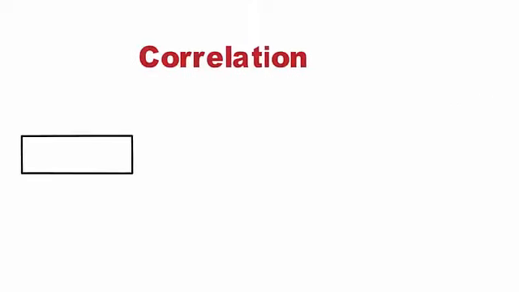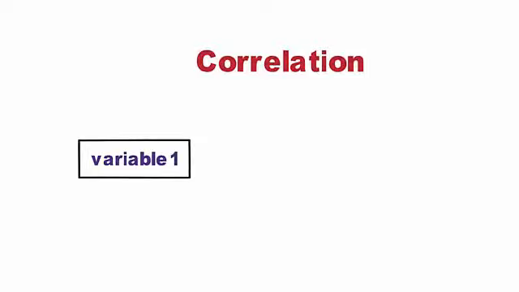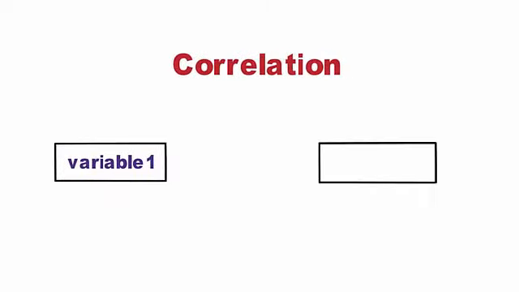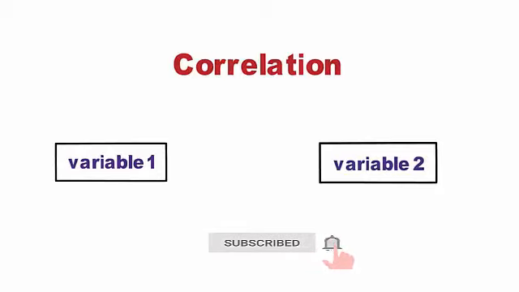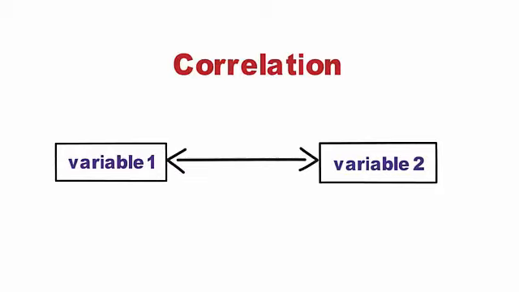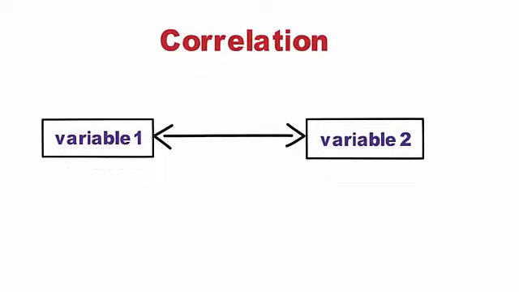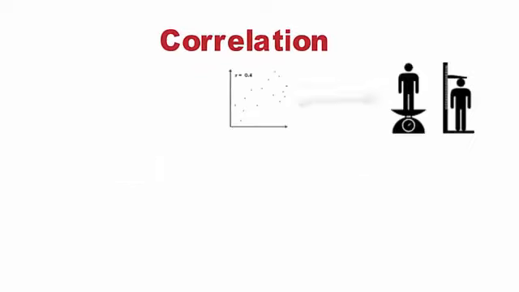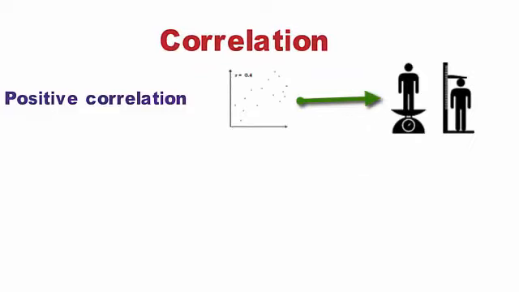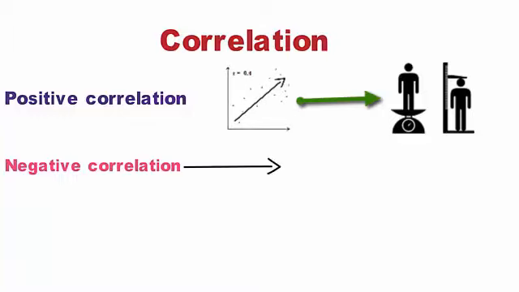A correlation reflects the strength and/or direction of the relationship between two or more variables. The direction of a correlation can be either positive or negative. Positive correlation: both variables change in the same direction. As height increases, weight also increases. Negative correlation: the variables change in opposite directions. As coffee consumption increases, tiredness decreases.